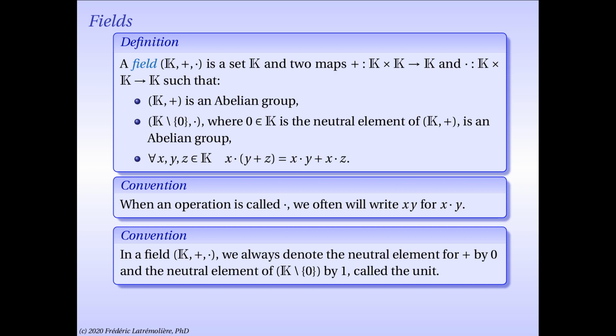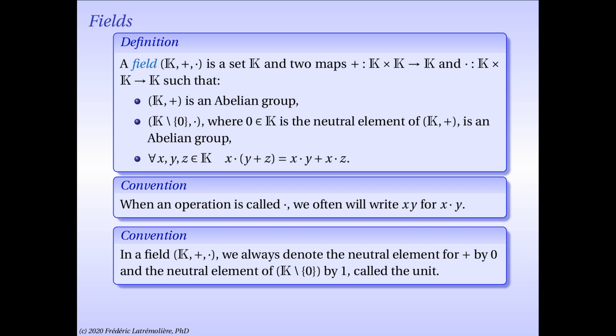Second convention is that a field is, in particular, an abelian group for its addition. And so, as usual, we denote the neutral element by 0. But I also have the neutral element of the abelian group obtained by taking k and removing 0 from it. This is an abelian group for the multiplication. We can't call that neutral element 0, so we give it a different name. We call it the unit, and we denote it by 1.